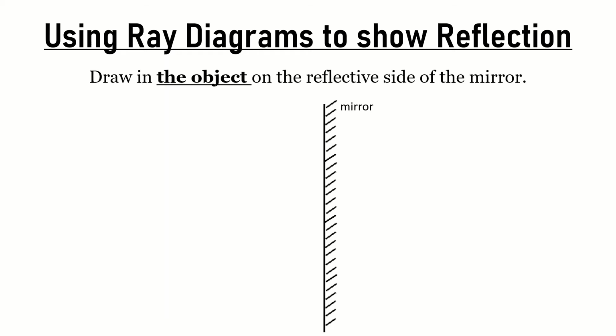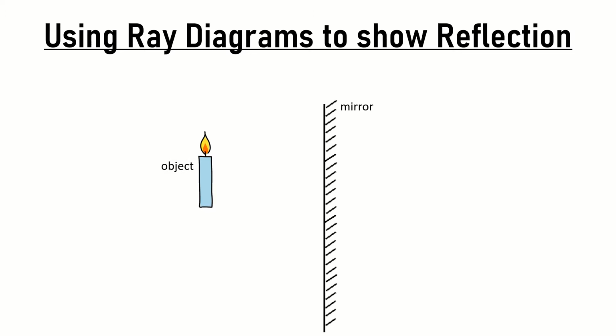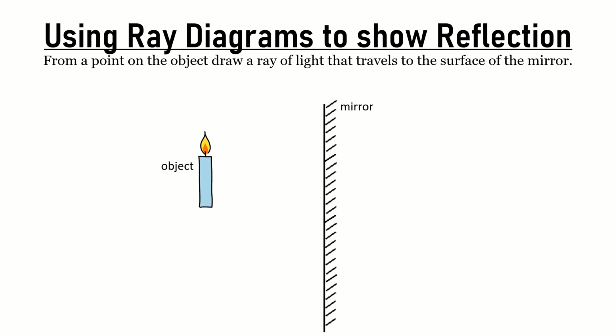The first thing we need to do is draw in the object that is on the reflective side, the front side of the mirror. So there we go, we've got a candle, and that is our object. It could be any object. From a point on the object, we draw a ray of light. The rays of light will travel from all the different points on the object. We just choose one point and draw the ray of light towards the surface of the mirror. I've chosen to draw the ray of light from the actual flame of the candle.